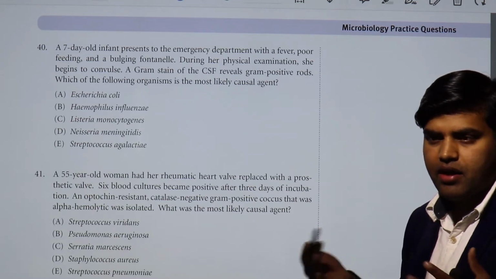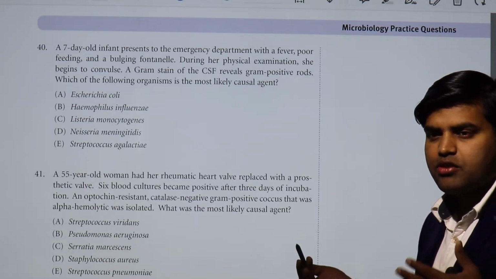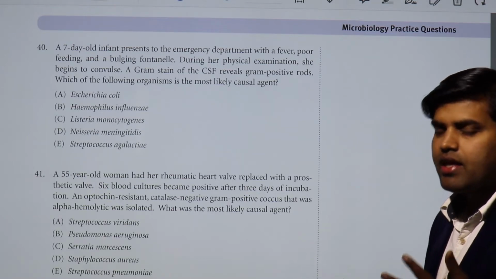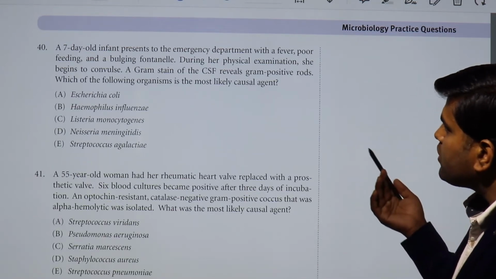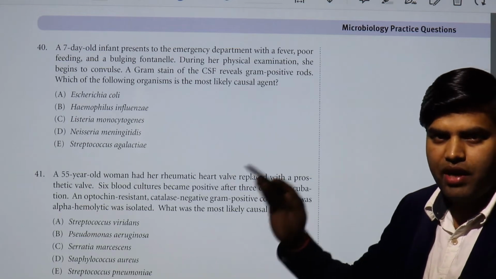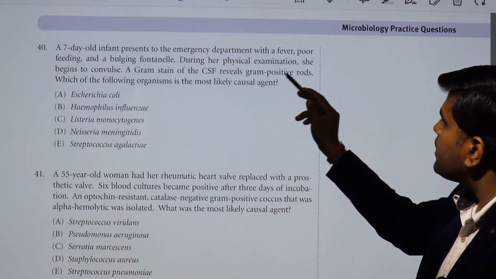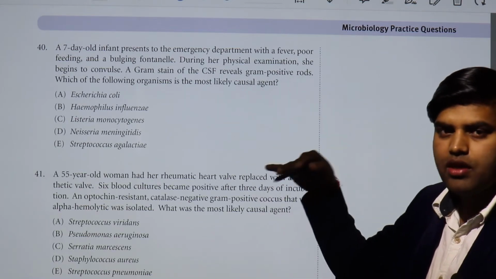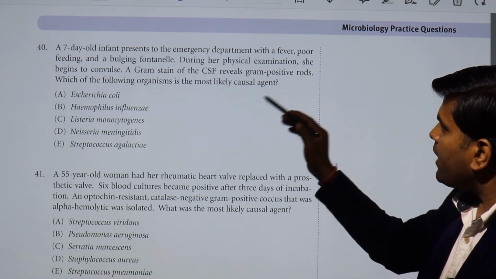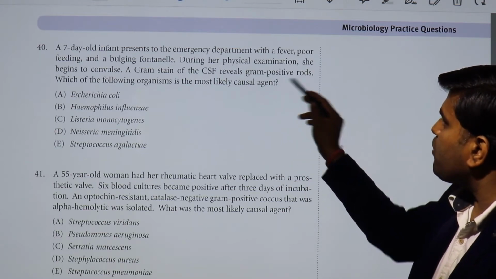Then on the bacilli side, this will be Listeria monocytogenes, E. coli, and then come the others. So they are thinking about an infant with meningitis. During physical examination, the infant is convulsing, so meningitis has flared up. A Gram stain of the CSF reveals gram-positive rods.